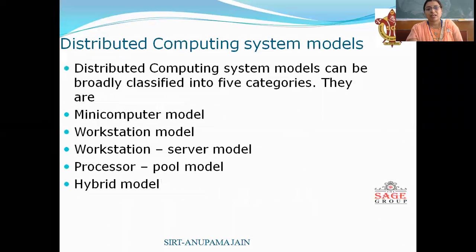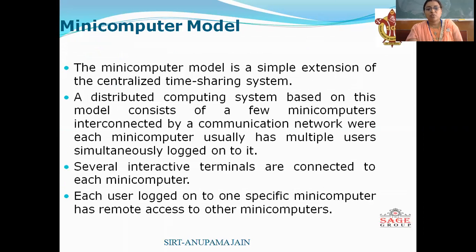So start with the first model, that is the Minicomputer model. What is the meaning of the Minicomputer model? It is a simple extension of the centralized time sharing system. Like in a centralized system, there are a number of processors and the devices can be accessed one by one. A distributed computing system based on this model consists of a few minicomputers interconnected by a communication network, where each minicomputer usually has multiple users simultaneously logging onto it, like the example of a railway reservation system. Several interactive terminals are connected to each minicomputer.